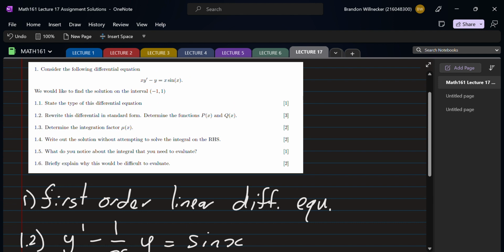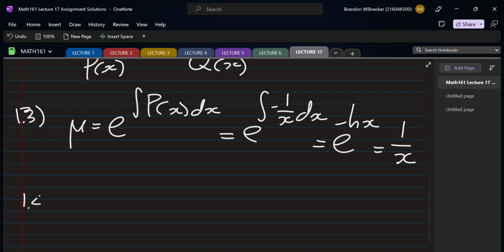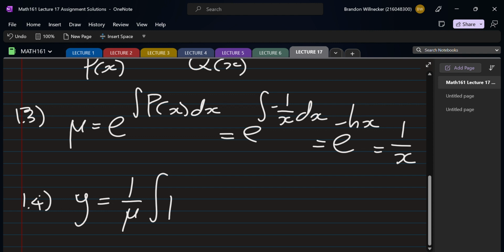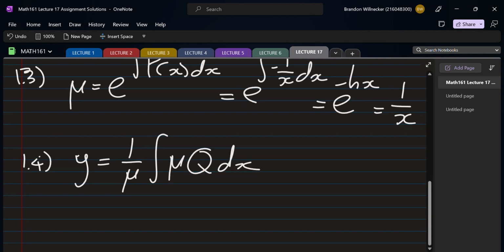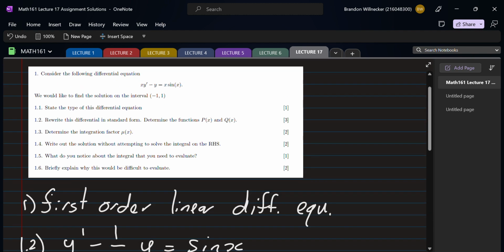Okay, write out the solution without attempting to solve the integral. So we write it out in that general form. So y is 1 over mu integral mu q dx. That's all you need to do. It's just that integral there. Then the mu, that is 1 over x. So 1 over mu is going to be x. And then q, that was sine, so we had sine x over x dx. So you just had to write that out. Okay, so that was 1.4.